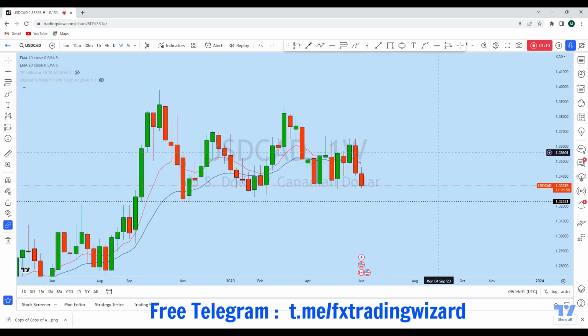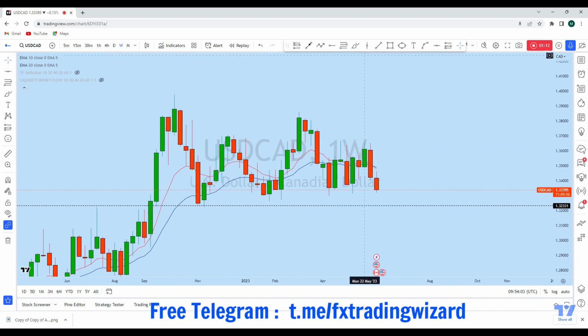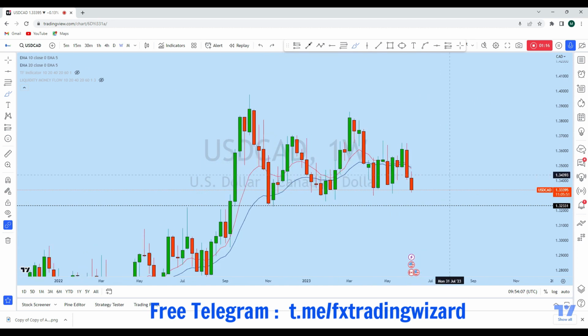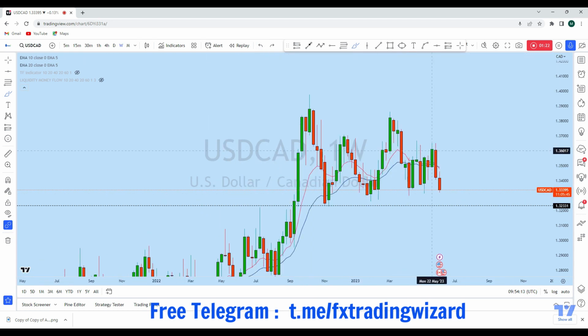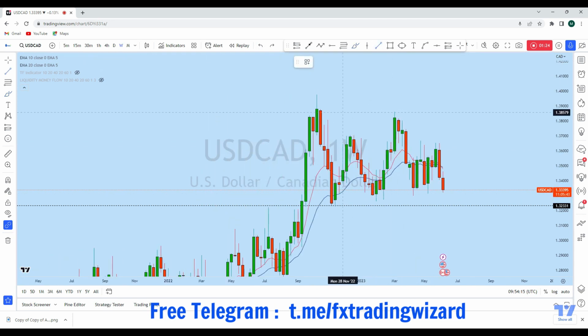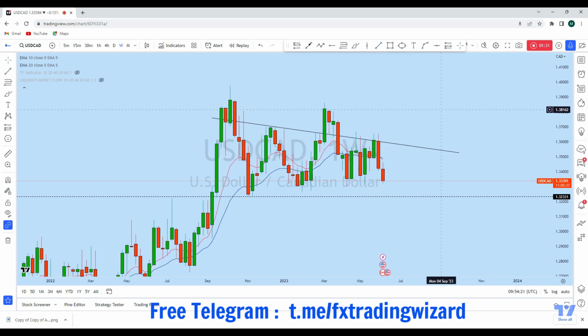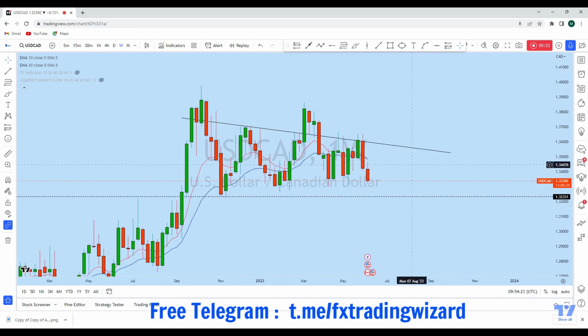we can see that from the weekly perspective, there is a bearish engulfer along this zone on dollar CAD. With that bearish engulfer on the weekly from this resistance level, the price has a strong rejection towards the downside. If we look closely, this is a very important, significant weekly resistance zone on dollar CAD with this bearish engulfer this week.